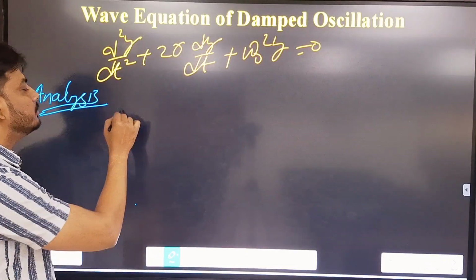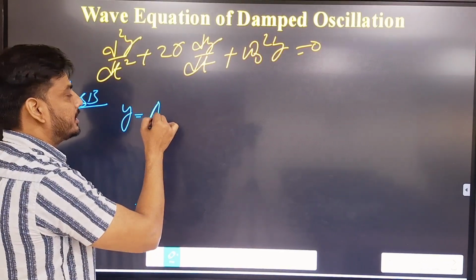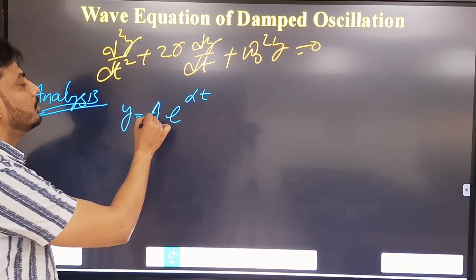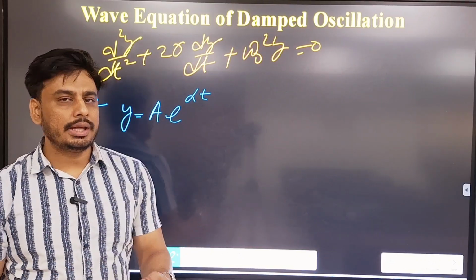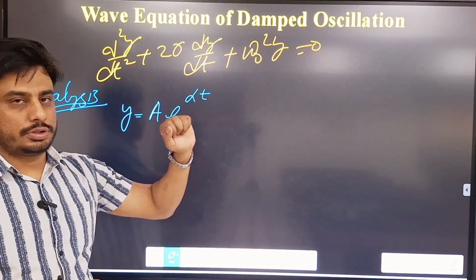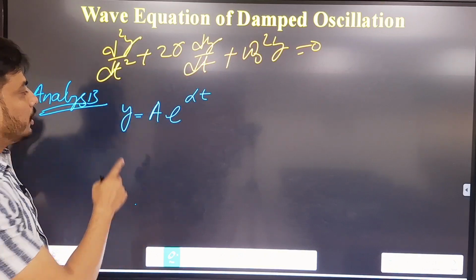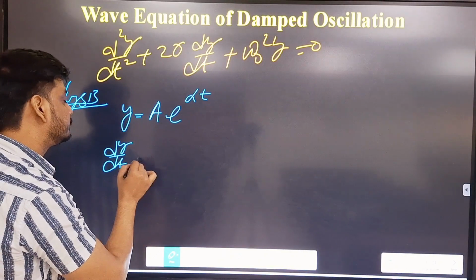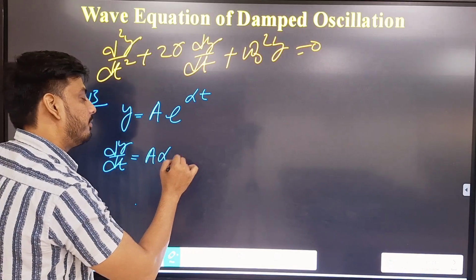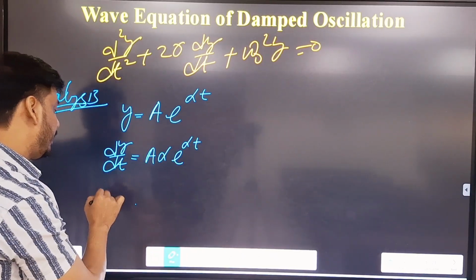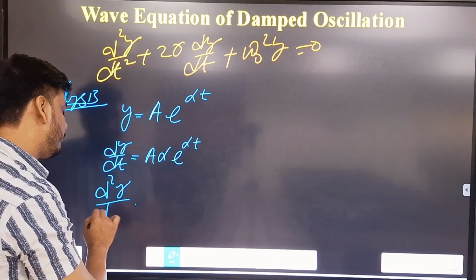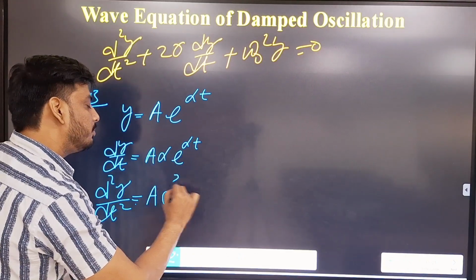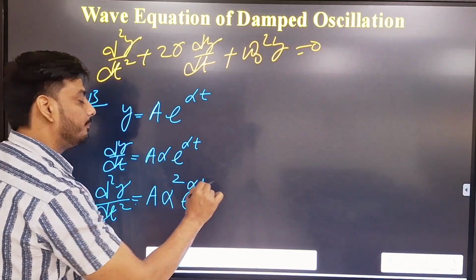So let us assume the solution of this equation is like this: a e to the power alpha t. We don't know what a is, we don't know what alpha is. These are the unknown quantities. We have to find these roots or this solution. If we have y, we can easily calculate dy by dt, which will be a alpha e to the power alpha t. Again, the double derivative d square y by dt square will be a alpha square e to the power alpha t.